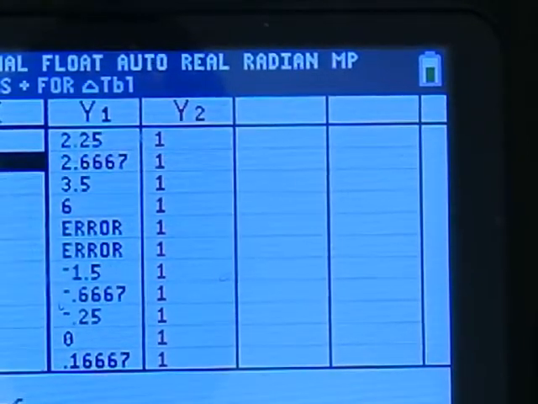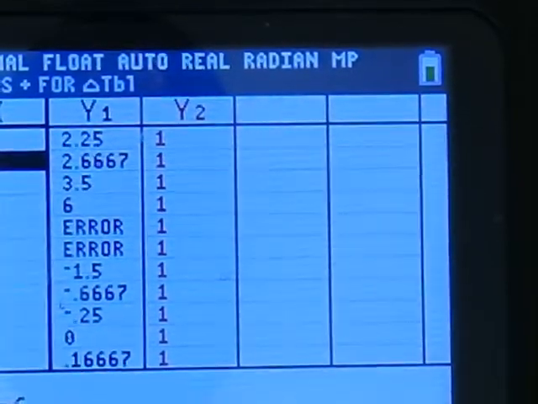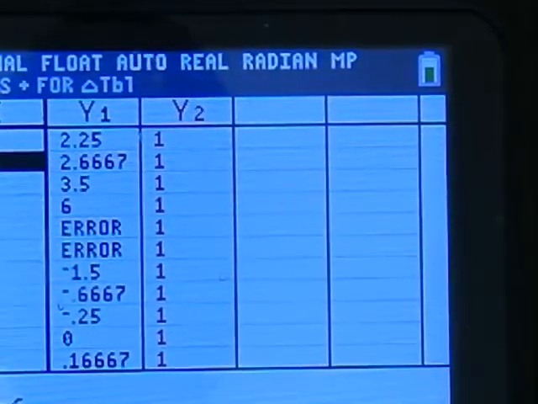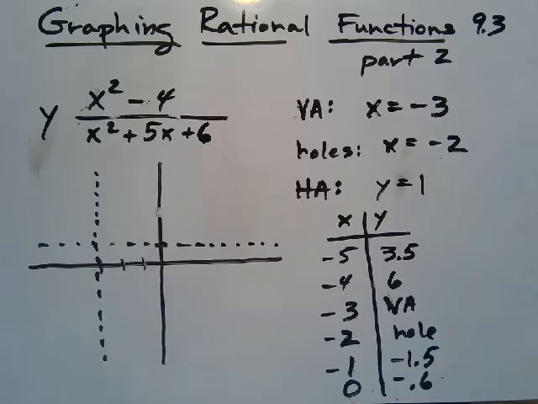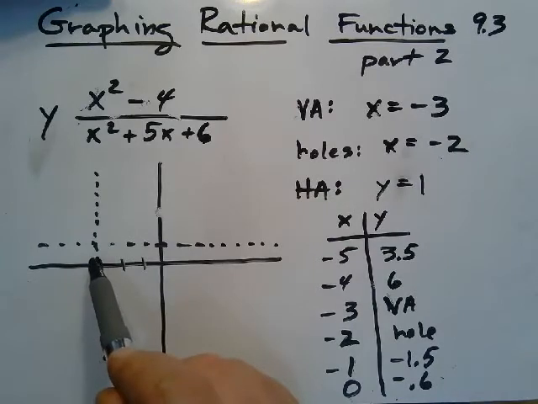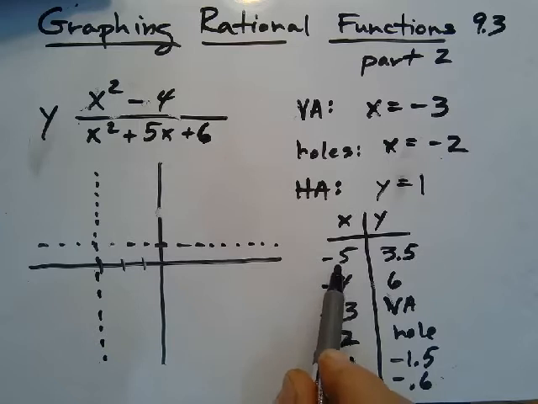-1 goes to -1.5, and then 0 goes to, well, that looks like about -2/3. 0.6 repeating. We could go farther up the way here if we needed to. So I just jotted a couple numbers down, and we're going to go back and plot these points. Okay? All right, here's our original problem again. And we've got our asymptote already drawn in there. We've also got the horizontal asymptote drawn.